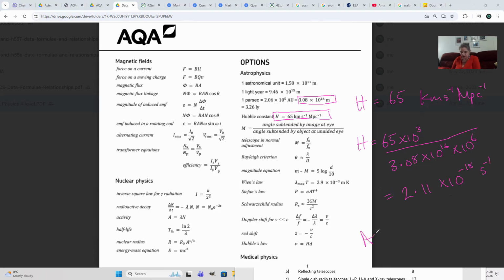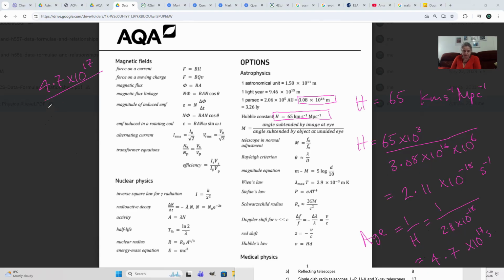So the age of the universe is 1 over the Hubble constant. So it's 1 over 2.11 times 10 to the minus 18, which works out to be 4.7 times 10 to the 17 seconds. Okay, right, now if you want the age of the universe in years, okay, so we need to divide our 4.7 times 10 to the 17.